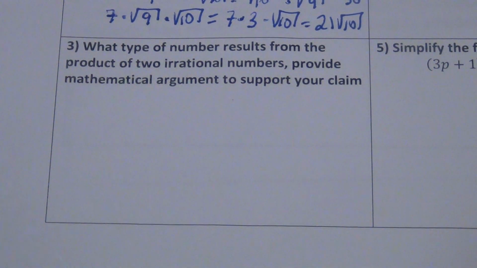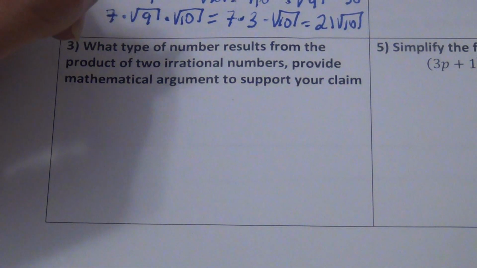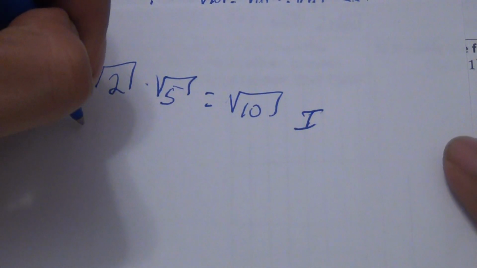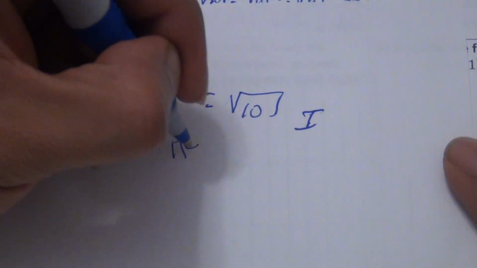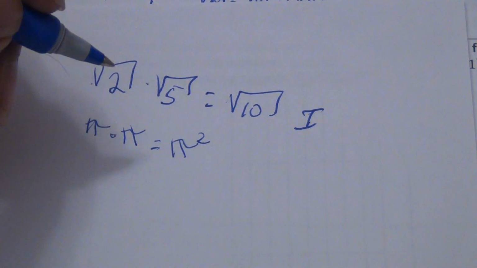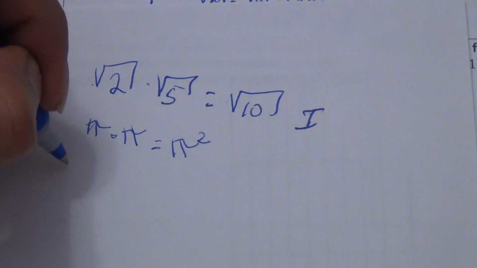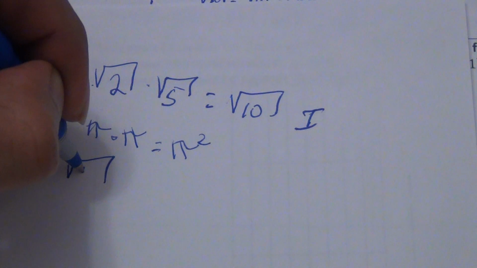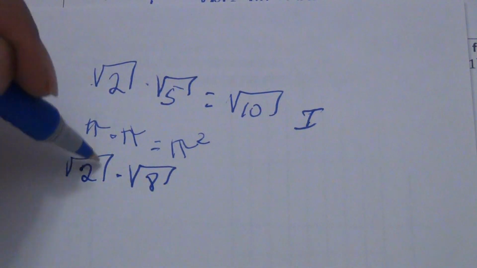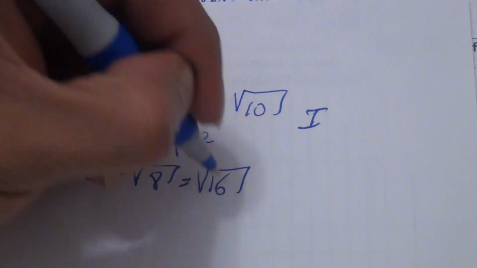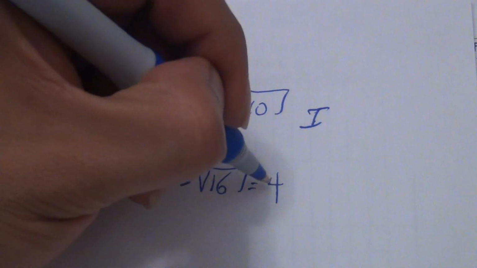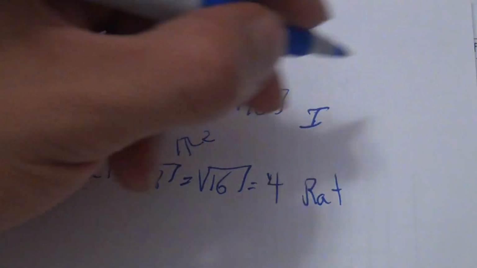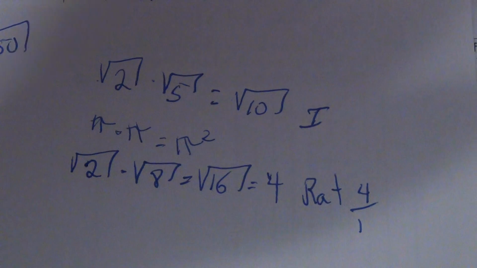What type of number results from the product of two irrational numbers? Provide mathematical argument to support your claim. Well, I'm going to give you an example very quick. Let's see now. Radical 2 times radical 5 is radical 10. That's irrational, correct? Pi times pi is pi squared, which is irrational. Then, watch this. Radical 2 times radical 8. This is irrational, this is irrational. But when I multiply, I get radical 16, which is basically 4. And 4 is a rational number because it can be written as 4 over 1 as a fraction. Get it? Okay then.